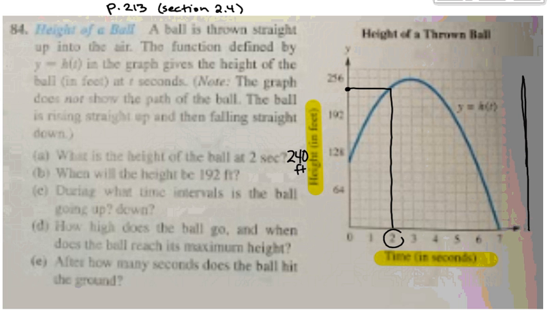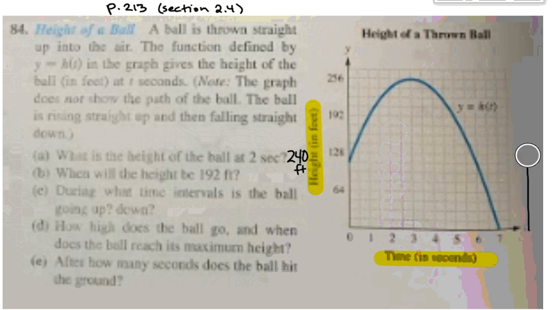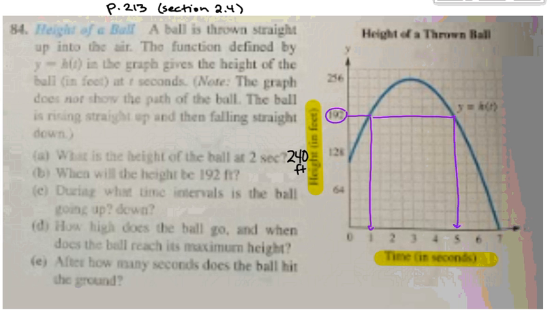Okay, now I think I'll erase the markings that I made on the graph so that I can mark anew for the next part. Part B, when will the height be 192? All right, let's find the height of 192 and go over to the graph and then find its time. So if we go down, that looks like at 1 second, and there's another one. Go across and down, and that is 5 seconds. So we'll be at a height of 192 feet at 1 second and at 5 seconds.